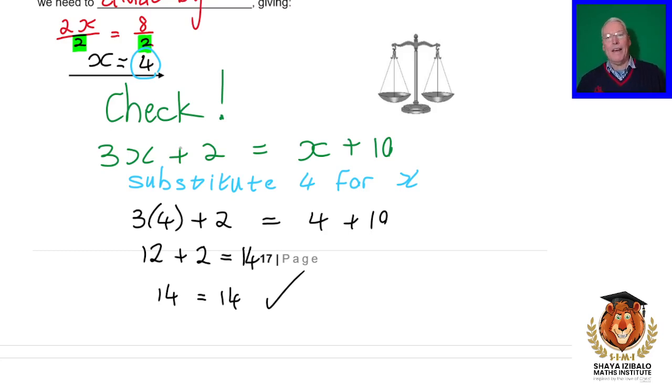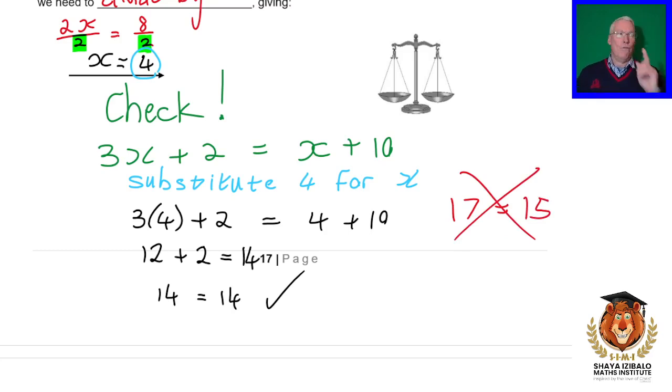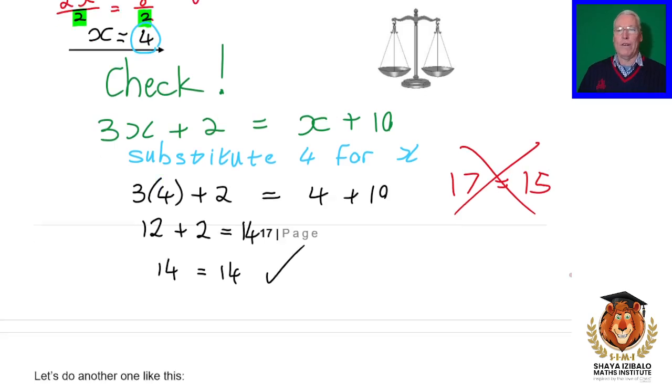You can try any other number. If you try another number, it will not work. I'll just show you. If you put 5 in, 3 times 5 is 15 plus 2, you get 17. And if you put 5 here, you get 15. 17 equals 15. It doesn't work like that. Okay, 4 is the answer. 4 is the only answer.